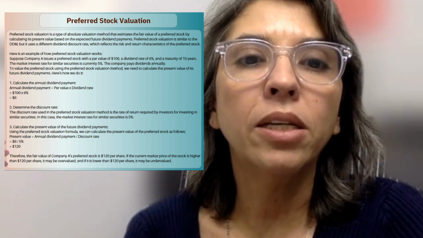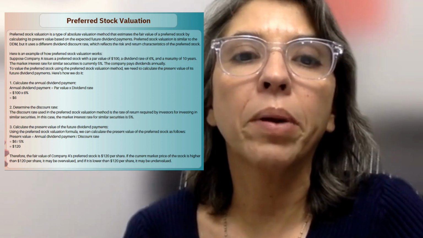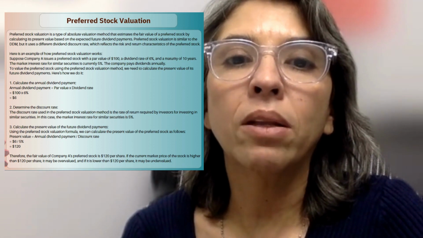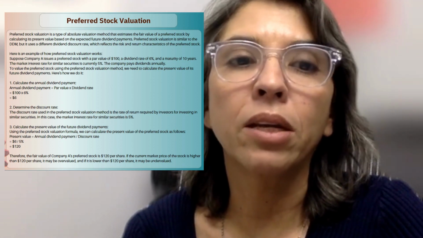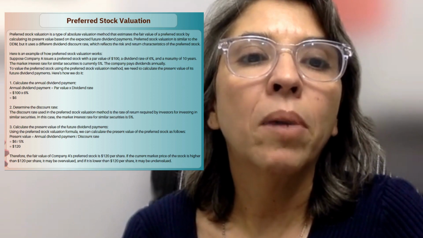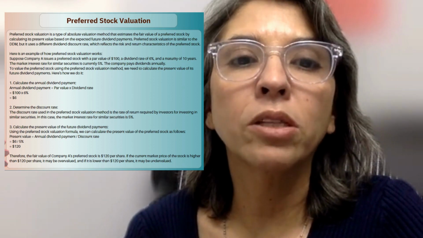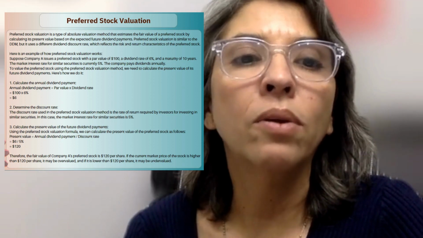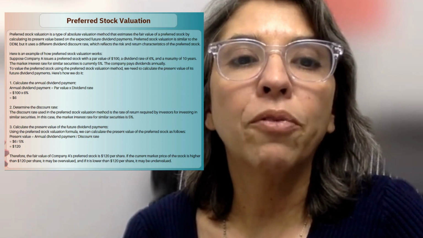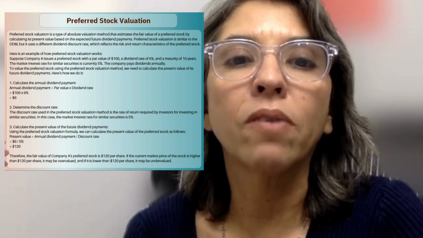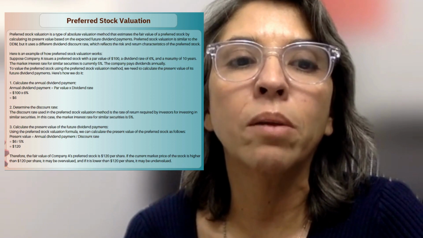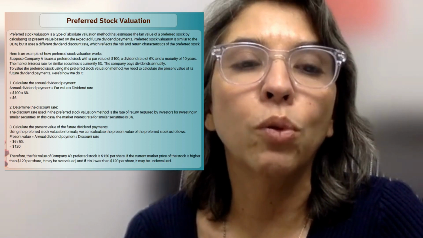Here is an example of how preferred stock valuation works. Suppose Company A issues a preferred stock with a par value of $100, a dividend rate of 6%, and a maturity of 10 years. The market interest rate for similar securities is currently 5%. The company pays dividends annually. To value the preferred stock using the preferred stock valuation method, we need to calculate the present value of its future dividend payments. Here's how to do it.